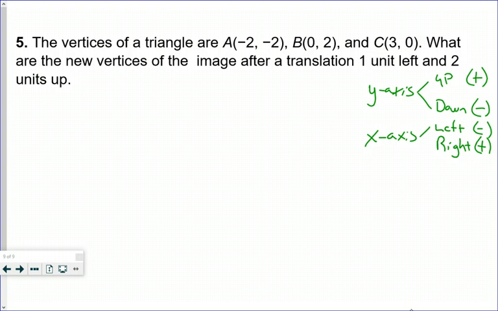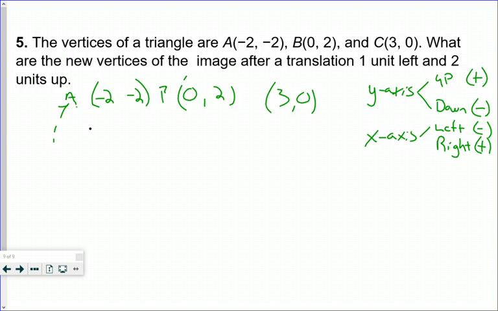All right. So we're going to kind of lay these out so it'll be nice and easy for us just to add these points as we go. So we're going to start with -2, -2. This is going to be our A value. 0, 2. All right. And then we have 3, 0. And this is going to be our B, and this is our C, right?